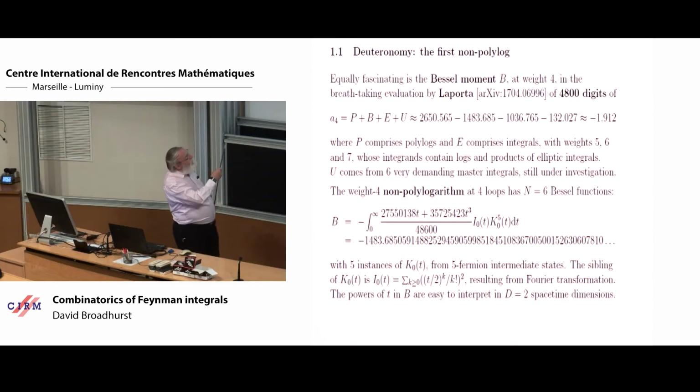And there are other things that are not polylogarithms, that are integrals of logarithms times products of elliptic integrals. And these have well-defined weights, 5, 6, and 7. And then there are these difficult people. U.